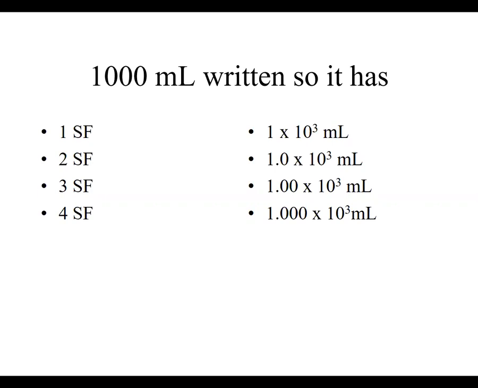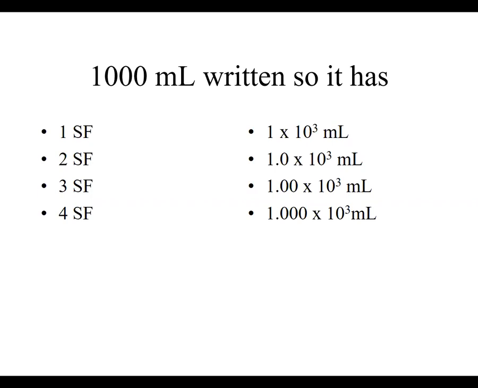But of course, notice you should never do that with the first 3 cases, 1, 2, and 3. If you were to write any of those as 1,000 with a decimal, you would mislead the reader into thinking that it had 4 significant figures when it really has only 1, 2, or 3. So in those first 3 cases, we have no choice but to write it in scientific notation.